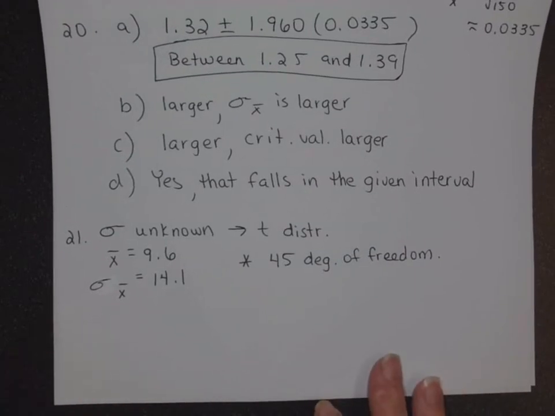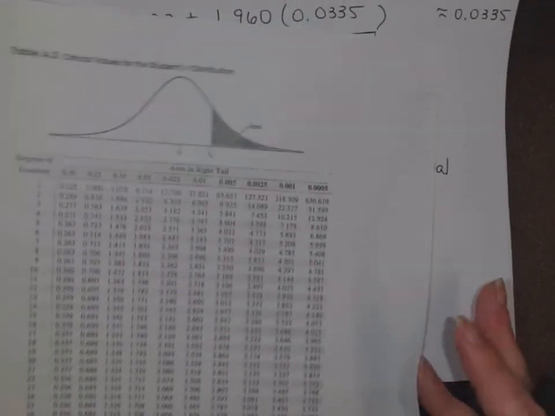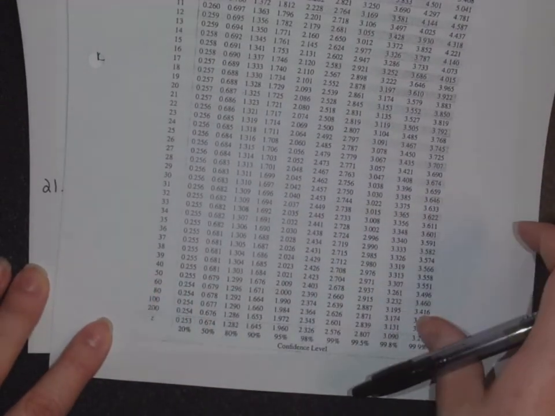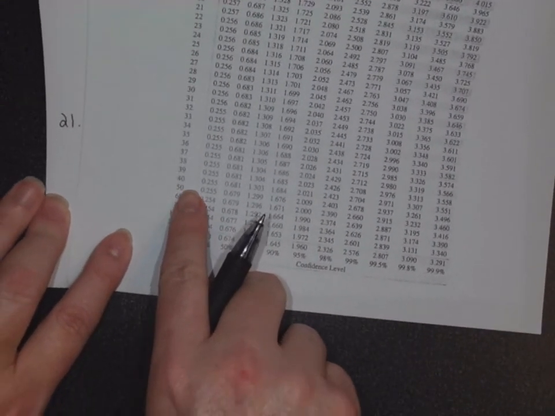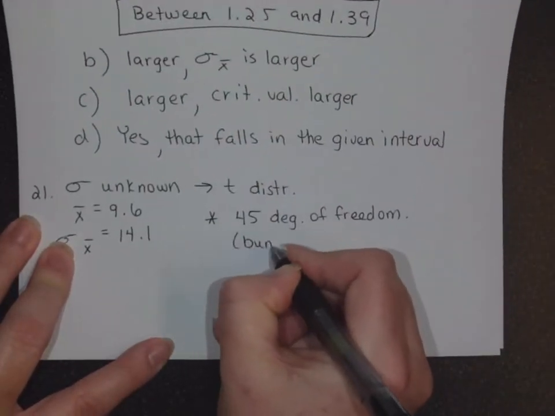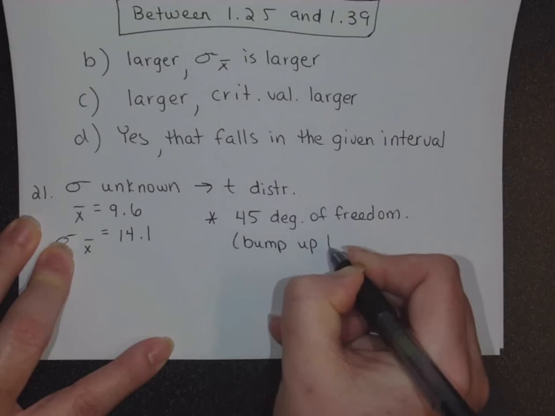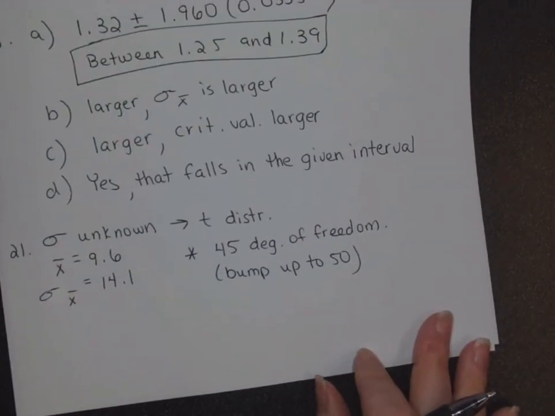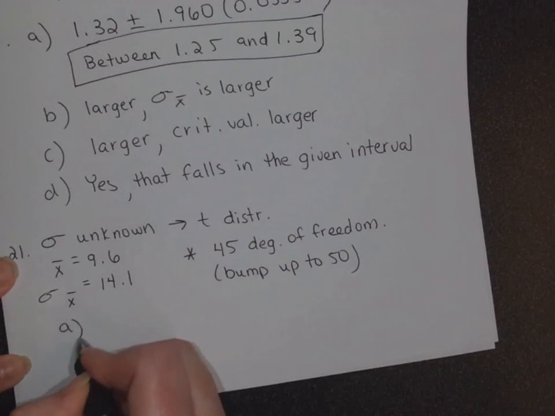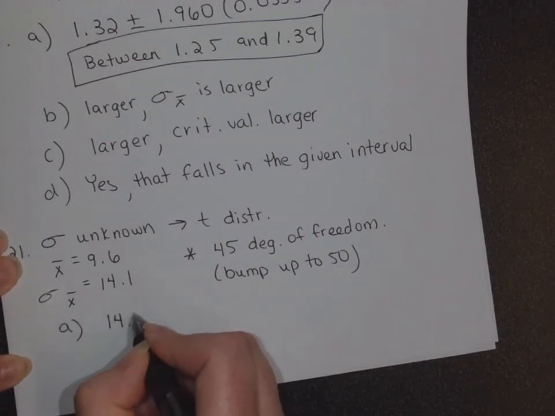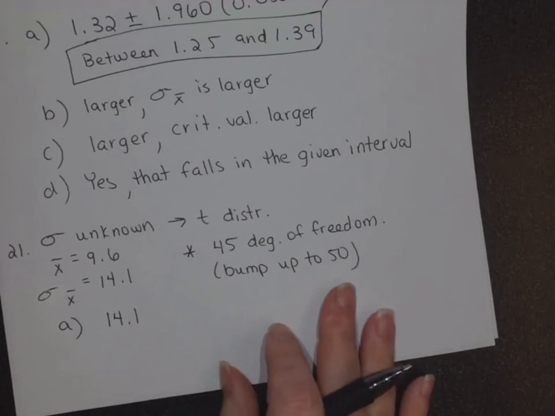Okay, notice that on our 8.3 chart though, there is no 45. So when that happens, you just bump up to the next one. So we're going to bump up to the next one. Notice we have 40 and then 50, so we'll just bump up to 50. Okay, so for part A, we want to construct a confidence interval. So what we expect it to be is 14.1.